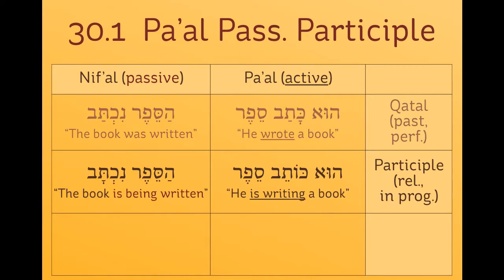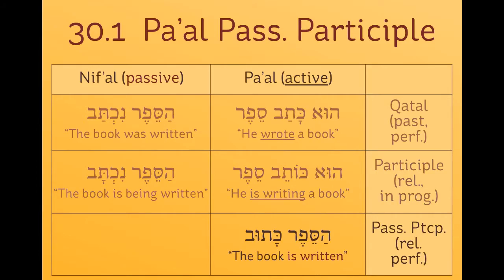All right, now we can see participles. Participles have relative time, meaning concurrent with the context, and then they describe an in-progress action that is currently happening. All right, so here we go. Hu kotev sefer, he is currently writing a book, or nif'al, hasefer nichtav means the book is currently being written.